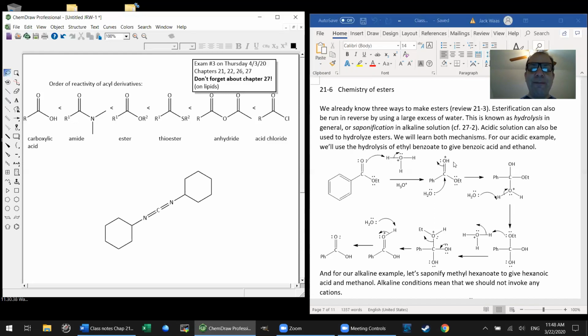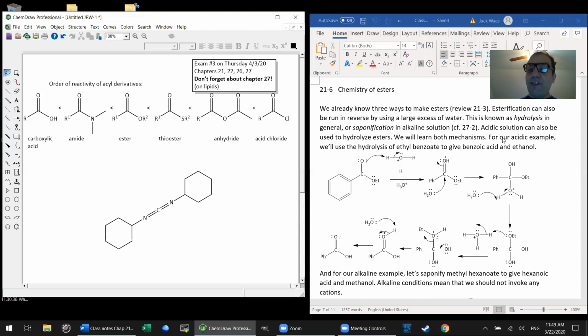Welcome back, everyone. So let's continue on in chapter 21 and talk about the chemistry of esters. These also can undergo nucleophilic acyl substitution reactions. And one of the main reactions that esters can undergo is hydrolysis, and the word hydrolysis, by the way, if I'm not incorrect, comes from two Greek roots, meaning loosening by water. And so that's exactly what we're going to do.